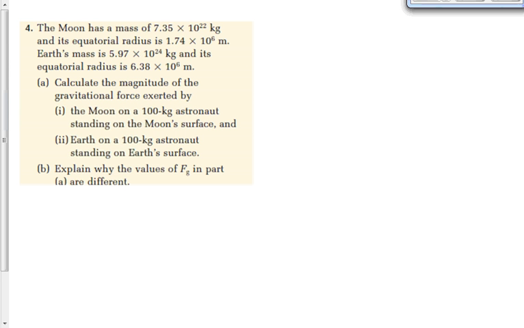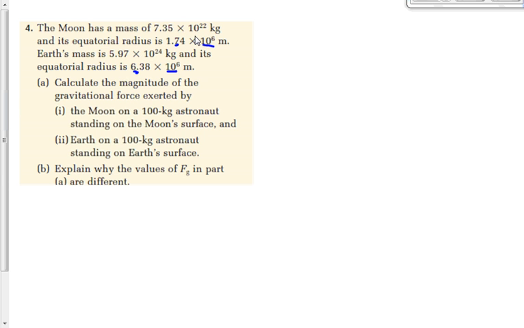Now, the Earth's mass is 5.94, and its equatorial radius is 6.38 times 10 to the 6. So looks like the moon is pretty much as big as the Earth, right? 10 to the 6 meters. Well, it's the same order of magnitude, but this is still 4 times bigger than this, right? 3 or 4 times bigger. So clearly the Earth is still much, much bigger than the moon is.